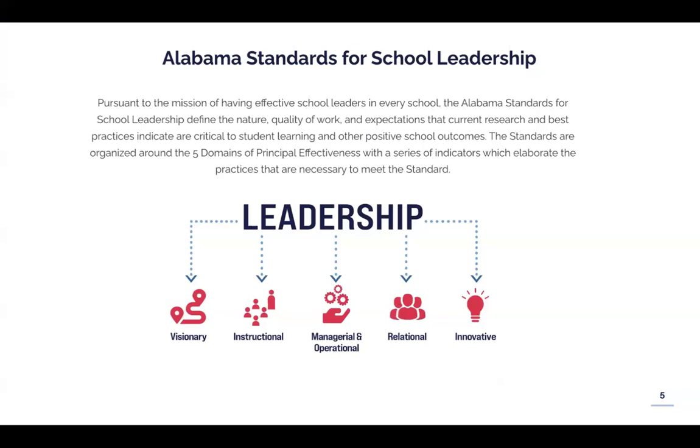Let's take a closer look at how we can achieve these goals. The Alabama Standards for School Leadership set the expectations and best practices that are essential for driving student success and positive school outcomes. Specifically, we will delve into Standard 3, Managerial and Operational Leadership, with an emphasis on strategies for recruiting, hiring, and retaining a diverse and effective staff. Throughout the session, we'll also connect the standard to the 4 domains for rapid school improvement, offering you actionable strategies to help enhance your leadership effectiveness in this area.